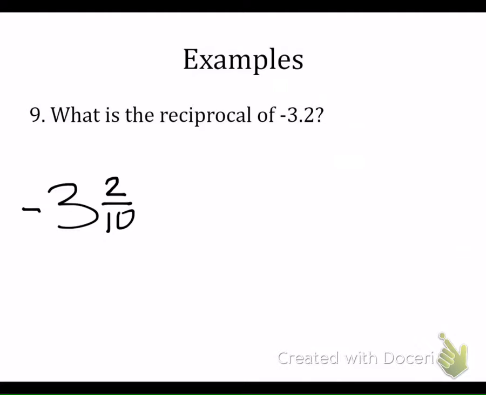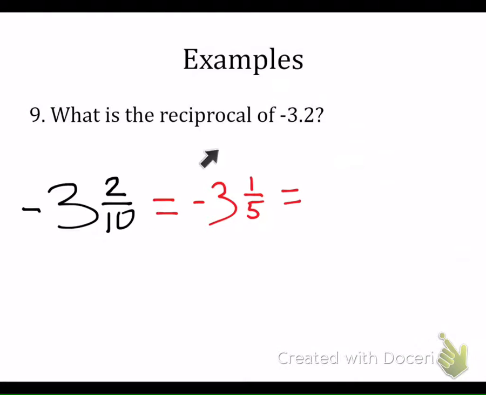So I can put that number over 10. Now, clearly that is a fraction that can be simplified. So we can go ahead and simplify that. So the whole number is still -3. 2 over 10 is actually 1 over 5. Now we can make it a mixed number.